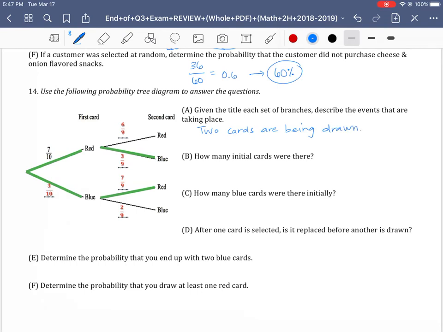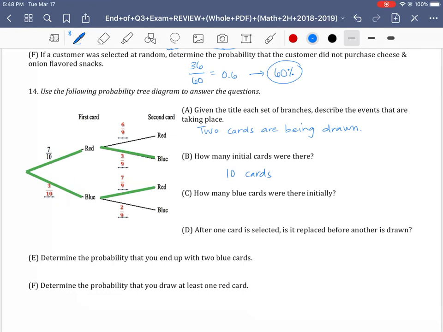When we look a little bit deeper, you can tell that the options or the outcomes here are red or blue. So we know that there are only red or blue cards within this group that we're drawing from. It asks how many initial cards were there. Well, if we look at the first event that happens before they draw the first card, it looks like the probability is 7 out of 10 or 3 out of 10.